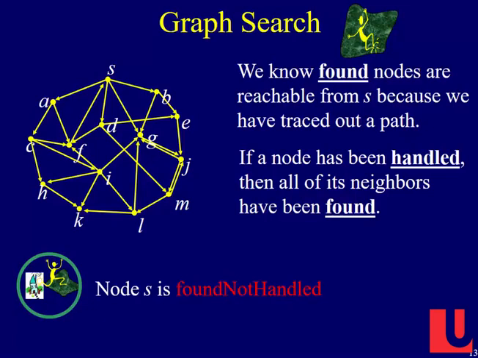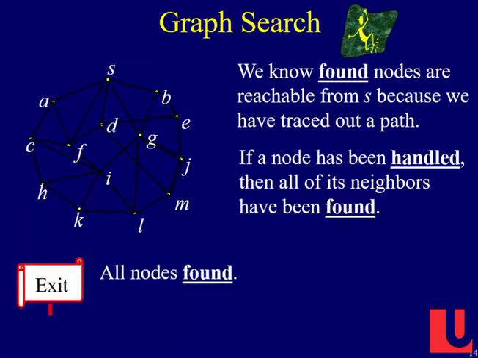So how do we start? We're standing on S, right? And what's handled and what's found? Nothing is handled, because we haven't handled anything. Is anything found? S is found. Everybody else is not found and not handled, right? So, in fact, I have it up there. S is found and not handled. Other nodes aren't found. Everybody good? And when do we exit?